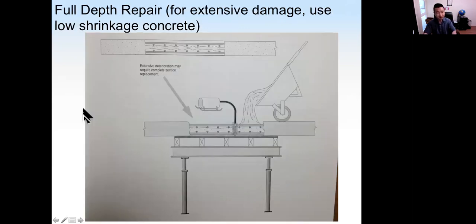This is another method for large-scale repair, full depth repair. When the damage is extensive, we can use low shrinkage concrete to do the full depth repair, like this in the repair of a reinforced concrete slab. So we do the demolition, we set up the formwork, and then we just pour the concrete and vibrate the concrete as we would do for new construction.